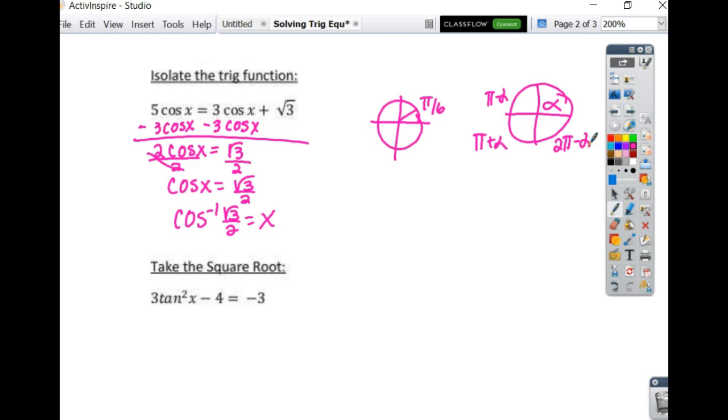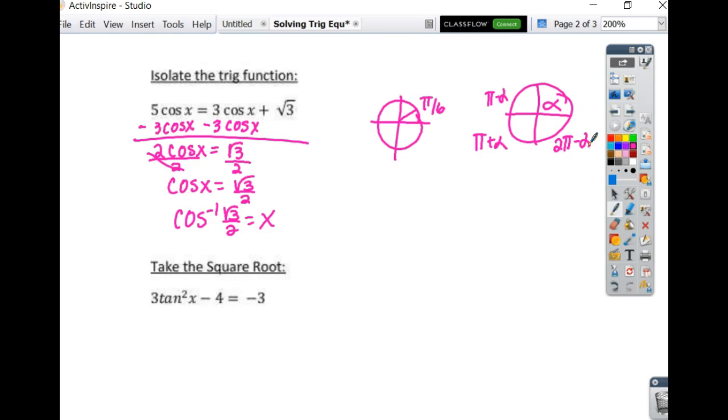What about tangent? Where is the tangent positive? Tangent is y divided by x. In the first quadrant, and where else do I get a positive answer for tangent? In the third. So these two give me positive tangents, right? And where would give me a negative tangent? These two, okay? So that's never going to change. Those are always going to be the same.